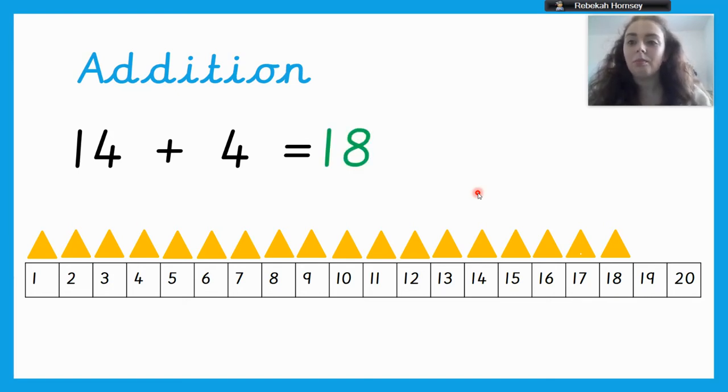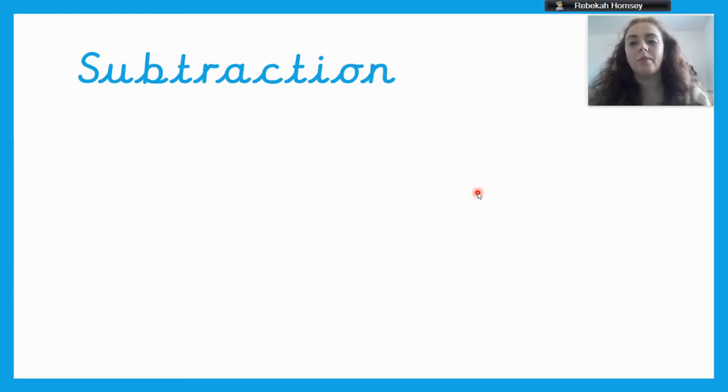Great. Now we'll move on to subtraction. So if when we're adding, we get more of something, when we subtract, we take something away, don't we? So let's see if we can practice that. So my number sentence says 7 subtract, or take away, 3 equals.